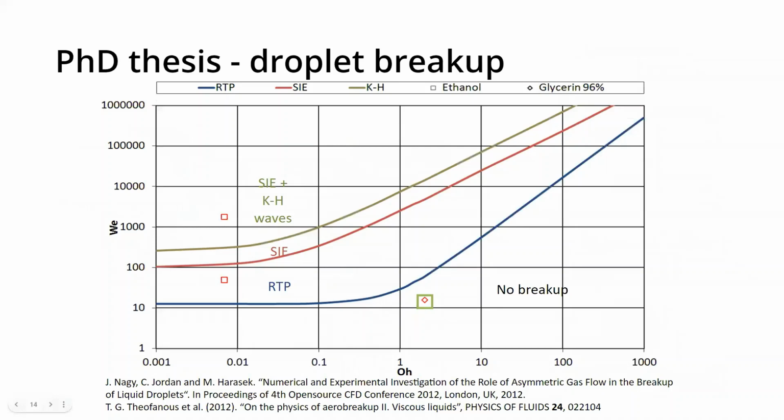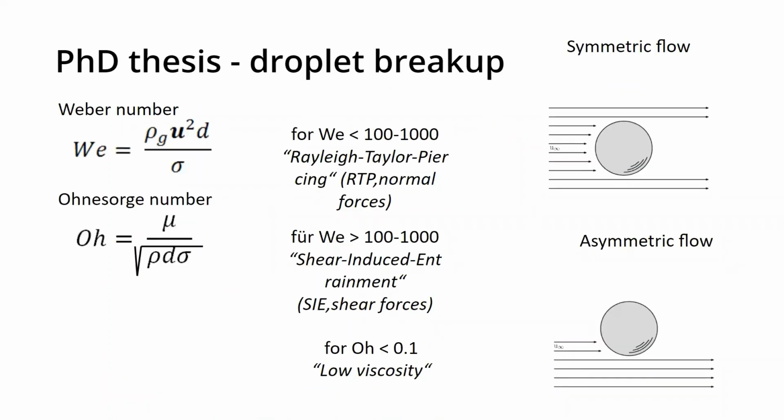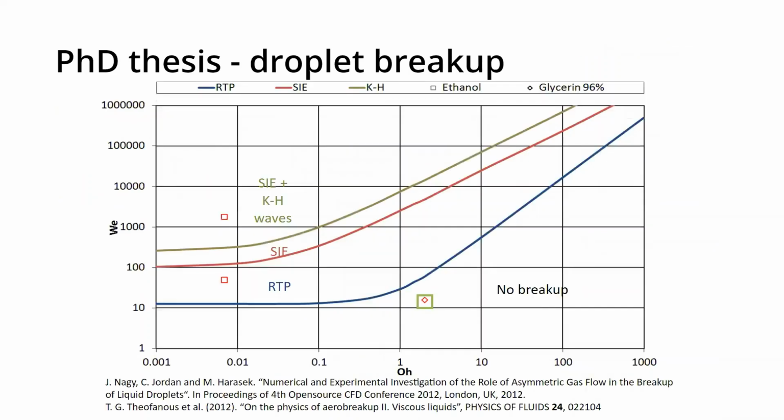And then in this publication by Theophanous, they showed these blue, red, and brown curves: for very low viscosities, this rough estimation of 100 and 1000 as the transition region between the two breakup modes is valid. But if you increase the viscosity of the liquid, then these regions will be moved to higher Weber numbers. And then there is a region where no breakup occurs, then the Rayleigh-Taylor piercing, and then the shear-induced entrainment. And what I started with is doing experiments and simulations with glycerin and ethanol and seeing whether the simulation model predicts the same droplet breakup as the experiments do.